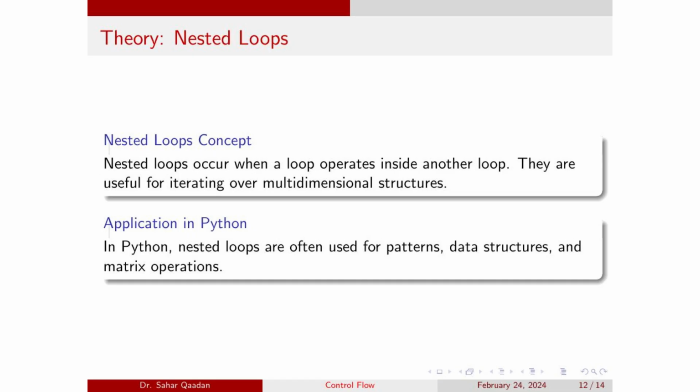Nested loops means a loop inside another loop. Why do we need this? Because some data is naturally 2D: images, rows and columns, matrices, grids, tables. The outer loop usually controls rows, and the inner loop controls columns. Think of it like a spreadsheet. You go row by row, and inside each row you go column by column.